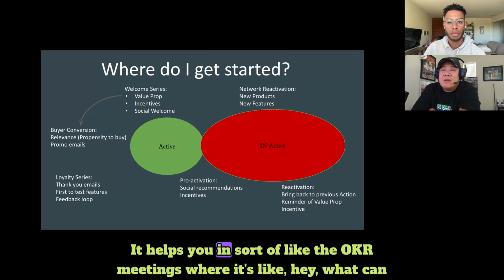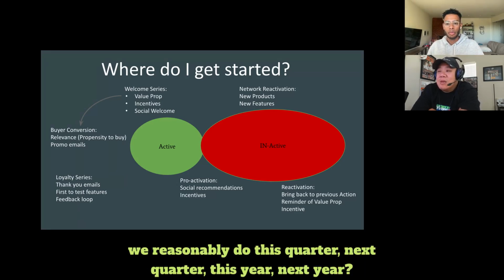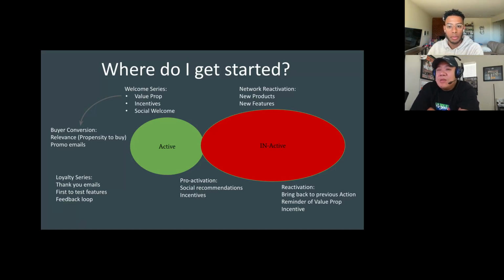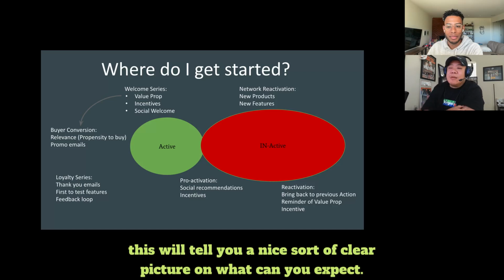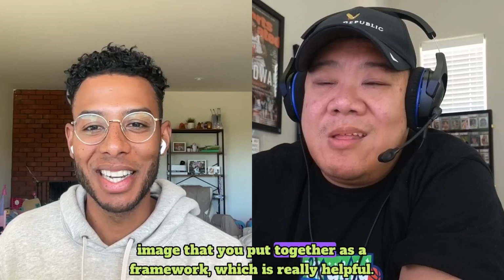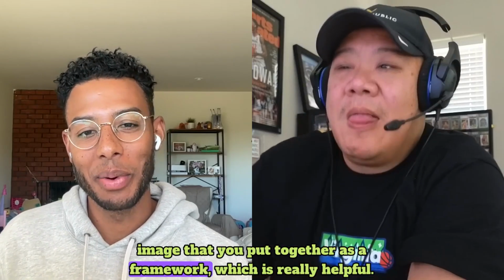It helps you in the OKR meetings, where it's like, hey, what can we reasonably do this quarter, next quarter, this year, next year? What do we have to do to move these numbers? And this will tell you a nice, clear picture of what you can expect. If I were on the other side of this, I would definitely be screenshotting this image that you put together as a framework, which is really helpful.